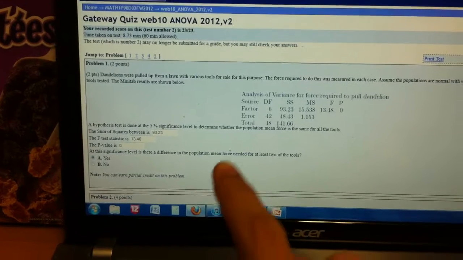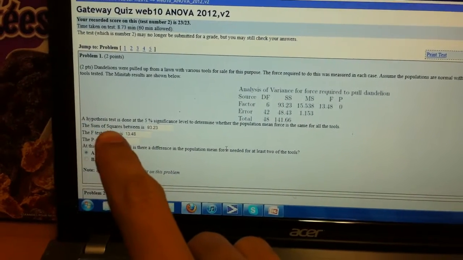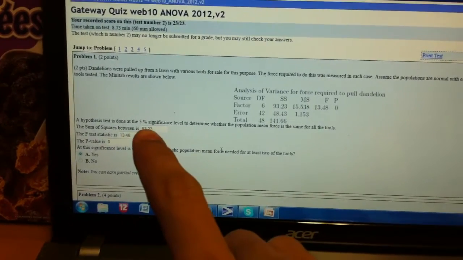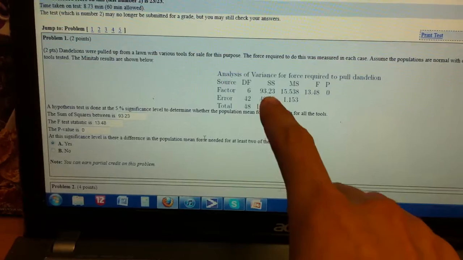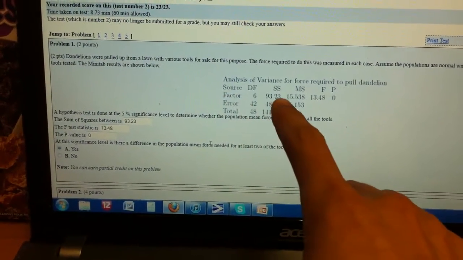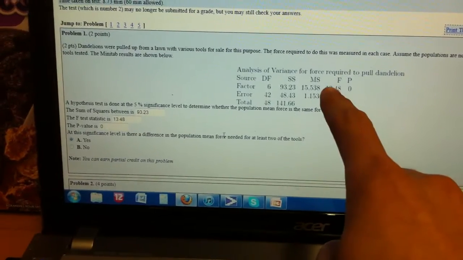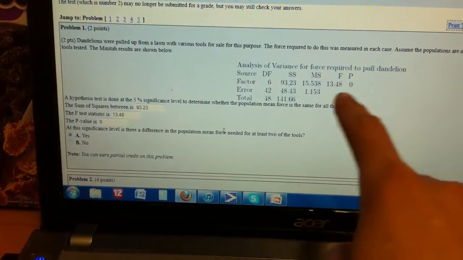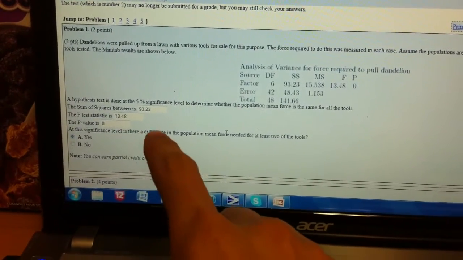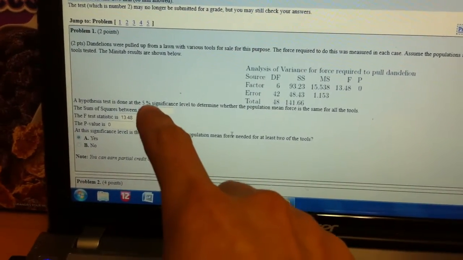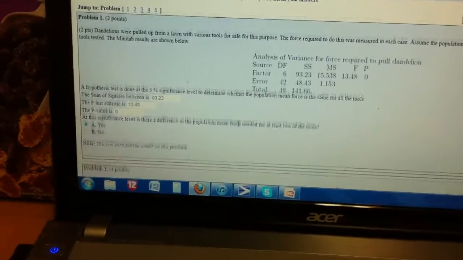So for the first question, you'll see this little chart, and you're just going to go to your sum of squares between, and that will be this number right here. Go to factor, and it's going to be the SS value. Just put that in there. Your F statistic is right there, and your P value is also right there. If your P value, you know how to do this, is less than that, then you reject. So you say yes.